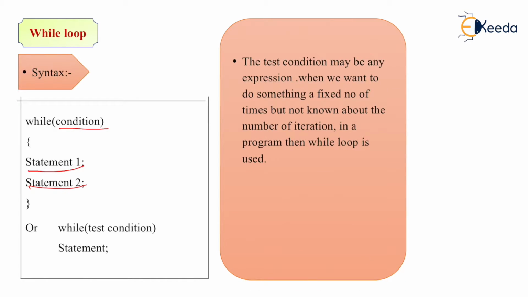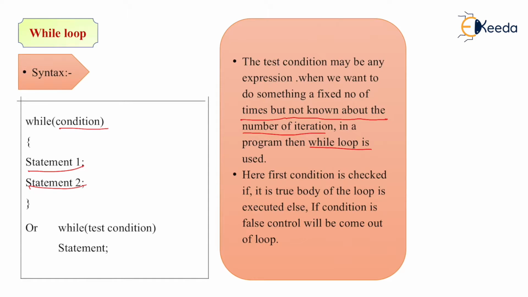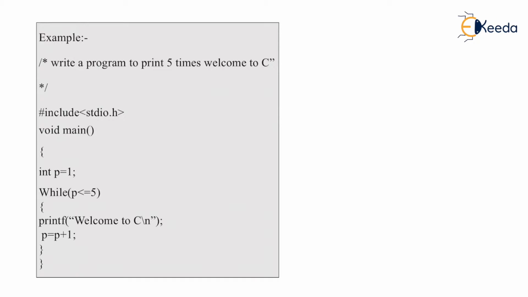The test condition may be any expression. When we want to do something a number of times but do not know the number of iterations in a program, then we can use a while loop. Here the condition is checked first. If it is true, the body of the loop will get executed. If the condition is false, then the control comes out of the block of code. For example, write a program to print "welcome to C" 5 times.